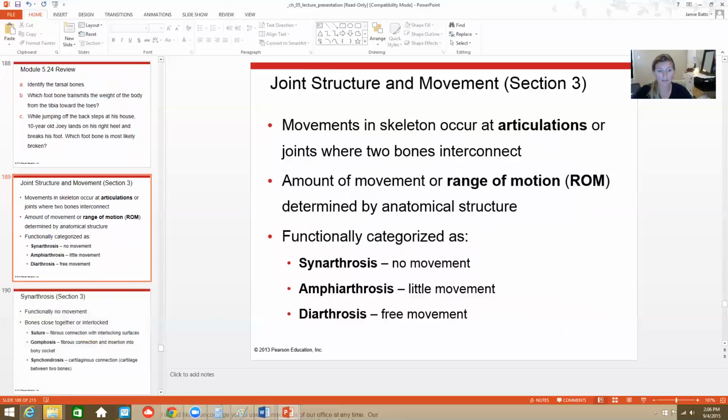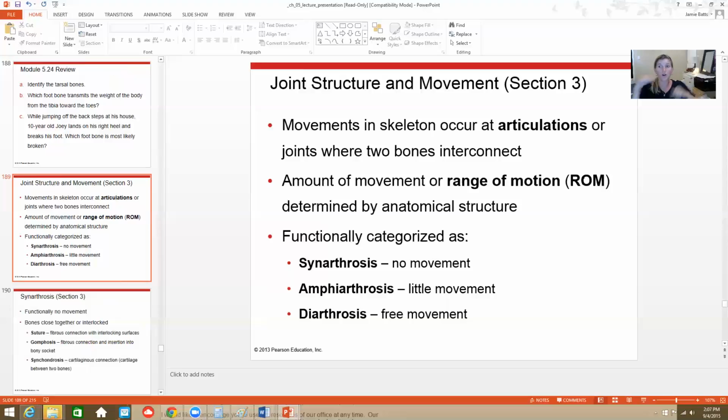Let's move on to joints and movement. Where two bones come together, where they interconnect, is a joint. Some of our joints are immovable, like the joints in our skull, right? You have the parietal bones coming together, frontal and parietal bones coming together, those sutures, there's no movement there. It's called a synarthrosis. And amphiarthrosis is little movement. This would be like between our sternum and our rib cage. As our thoracic cavity expands and contracts, you have a little bit of movement there between the sternum and the rib cage. That's an amphiarthrosis.